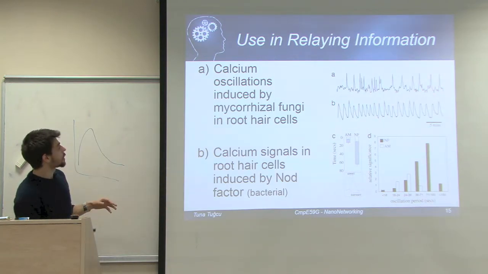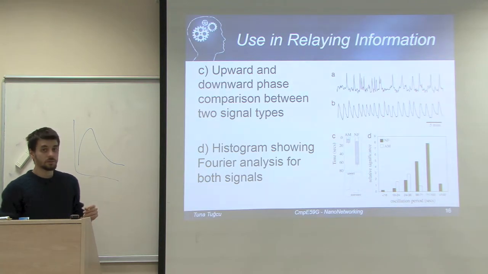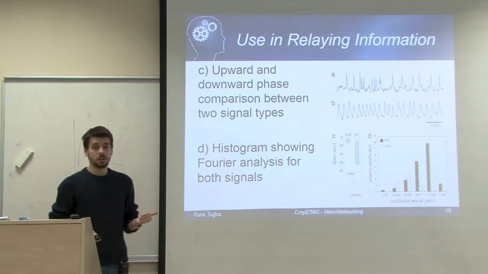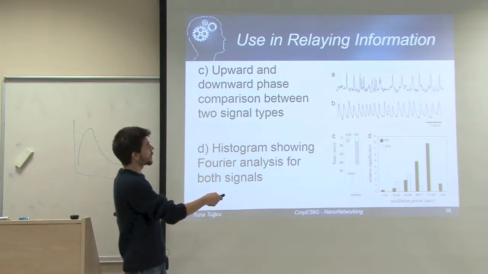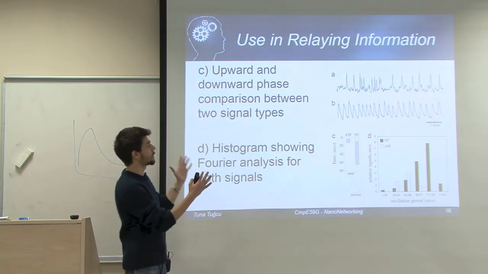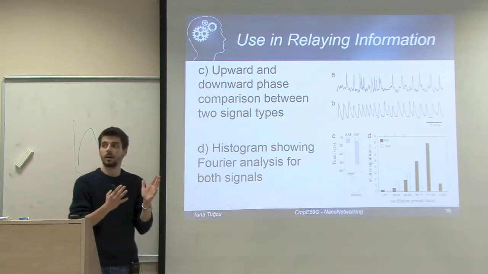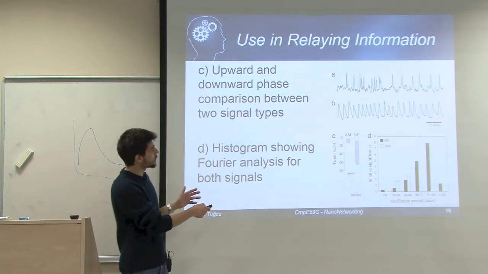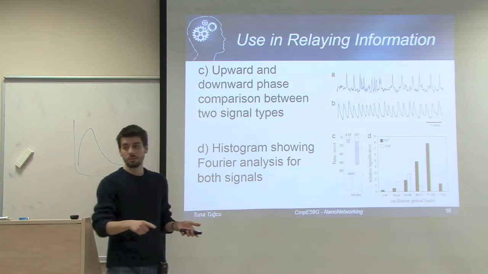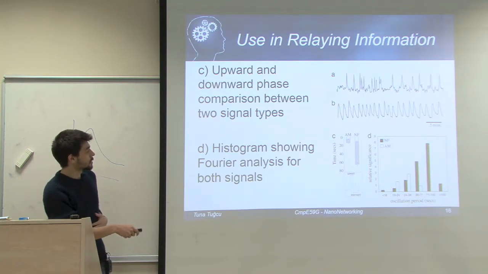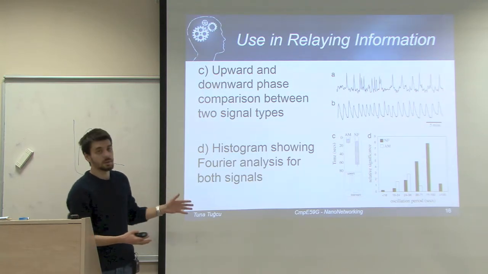So, see, of course these signals are pretty different to the eye, but what else is different? The upward and downward phases of these signals are different. In the mycorrhizal fungi case, the upward and downward phases are very short and very similar to each other in terms of time. But in the bacterial case, as you can see, the upward phase is much shorter than the downward phase. So we get this triangular shape of signal. And the last one shows you the Fourier analysis. As you can see, these two signals are very different.